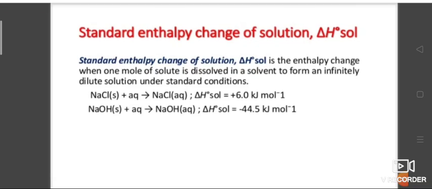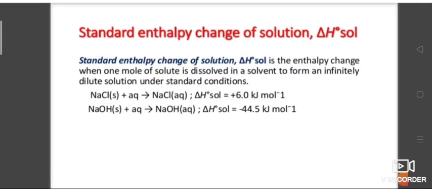Solution. Standard enthalpy change of solution. When we are preparing a solution, either heat is evolved or heat is absorbed, and we call this the standard enthalpy of solution or dilution. Heat is either evolved or absorbed when a solute is dissolved in a solvent. The amount of heat evolved or absorbed changes with change in concentration. Then it is known as enthalpy of solution.